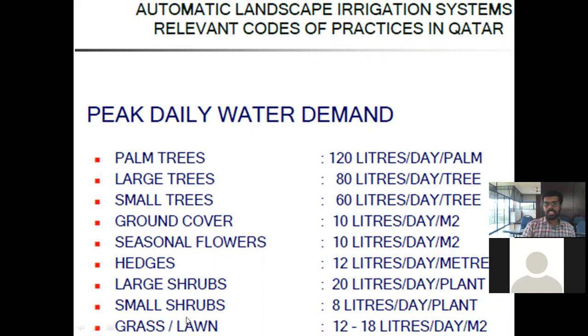And if it is grass or a lawn, it is 12 to 18 liters per day per square meter. So in a square meter, in one day, liters in the range of 12 to 18 should be given. This depends upon the code of practice, so some changes will come for different locations.